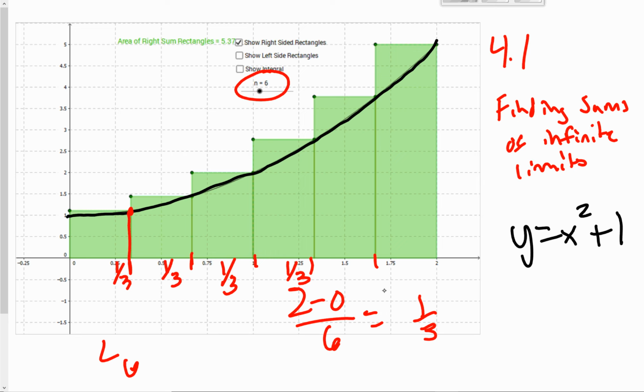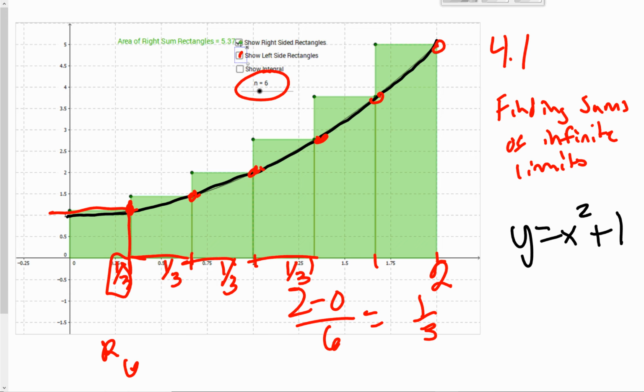Oh, sorry, that's the right-hand side. So if we do right 6, we would do 1/3, 2/3, 3/3, 4/3, 5/3, and 6/3, which is 2. Those would be all the right-hand side ones. Then we plug those values into our equation to find out what the y values are, and we add up all these y values right here, 1, 2, 3, 4, 5, and 6, and then times it by 1/3, the width of the rectangles.